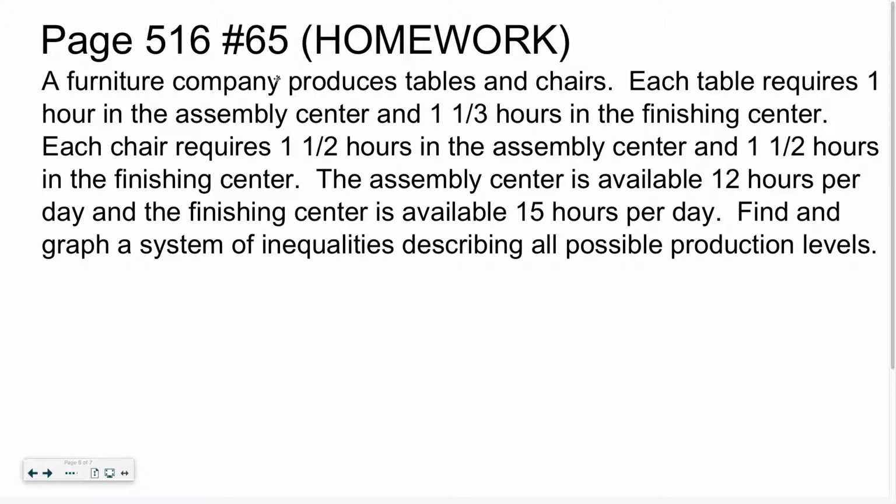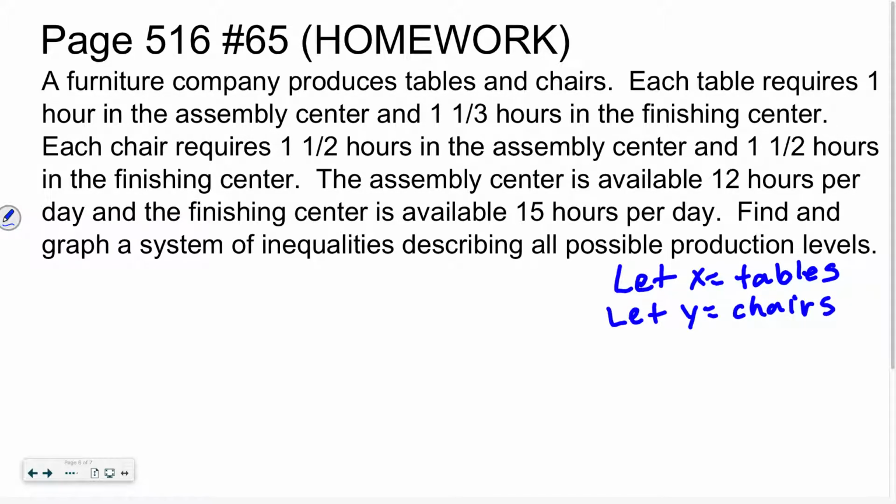What am I producing? Chairs and tables. So those are going to be my unknowns. I'm going to let X equal tables, and I'm going to let Y equal chairs. Just like we've done before, it's a good idea to figure out what is unknown to you. The production level of how many chairs and tables I produce is unknown. Now, those are my two unknowns.